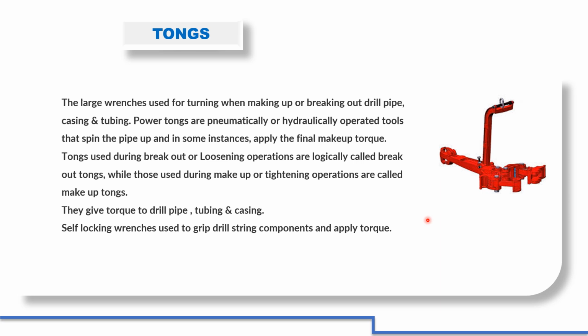So it means it's a tool that is powered either pneumatically or hydraulically, and that is used to make the joint of the pipe or disconnect the drill pipe, even the drill pipe and the casing and even the tubing. And always remember that the tong is used in pairs.